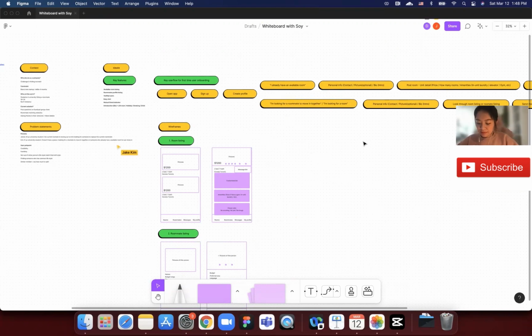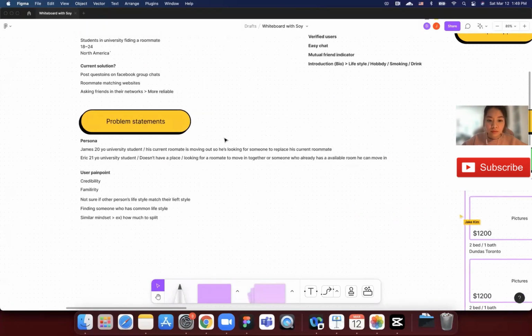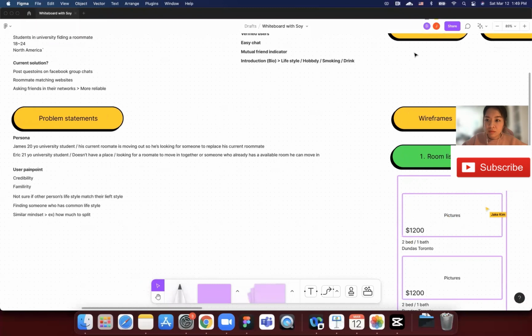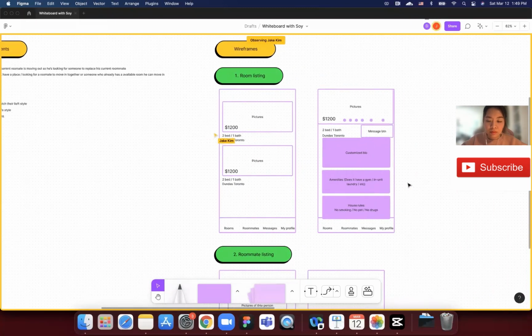Sure thing. Yeah. So our main user is one who has a room already, and the other is who doesn't have a room. In this case, James and Eric, right? And this is our main wireframe here, which is for James. I mean, for Eric. So Eric wants to find a room.